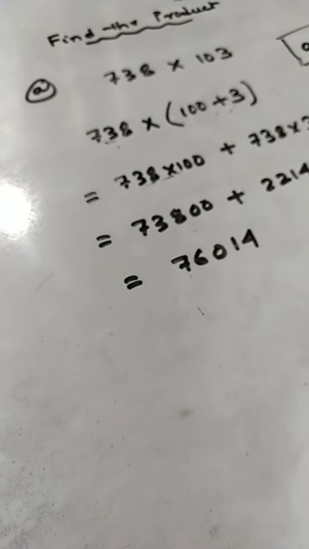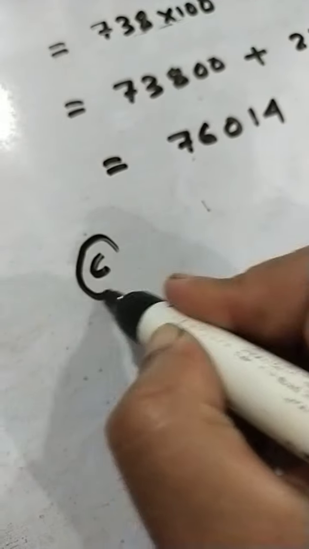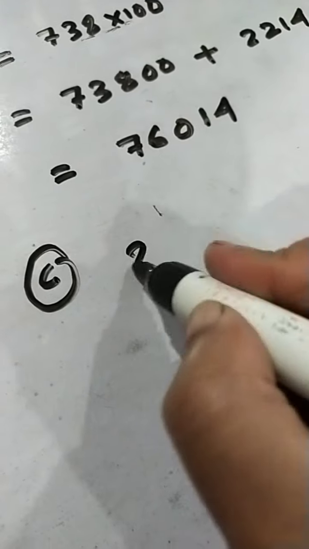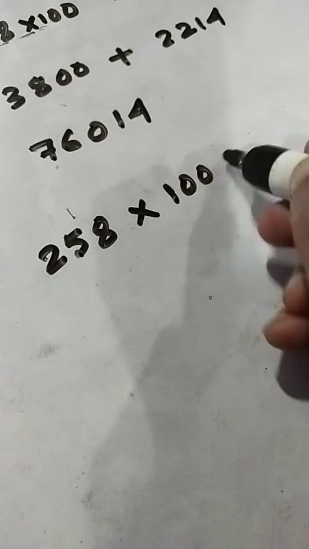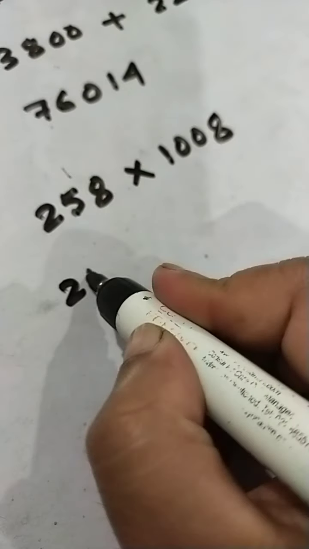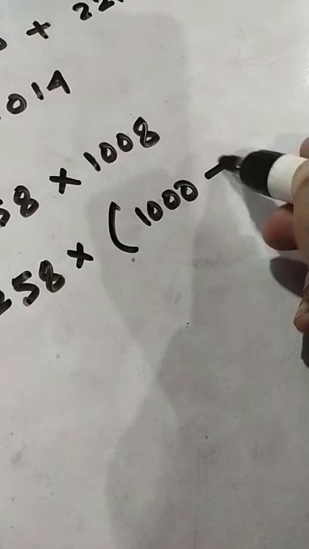So I'm just leaving question number B. That would be your homework. Let's do sum number C. So what is sum number C? 258 into 1008. So we'll break this 1008. How to break this 1008? That is 1000 plus 8. As easy as this.